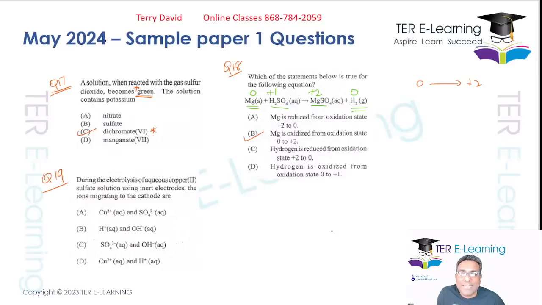What about question 19? During the electrolysis of aqueous copper(II) sulfate solution using inert electrodes, the ions migrating to the cathode are what? Question 19.